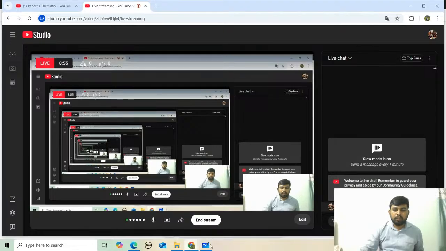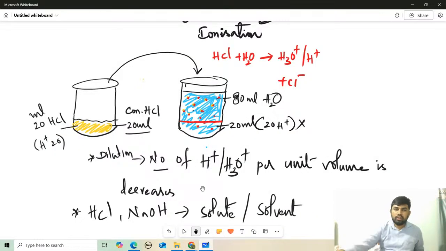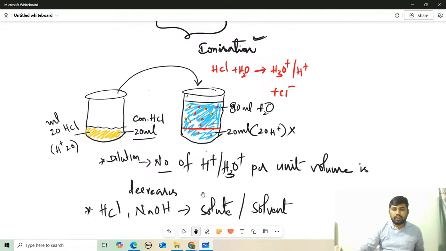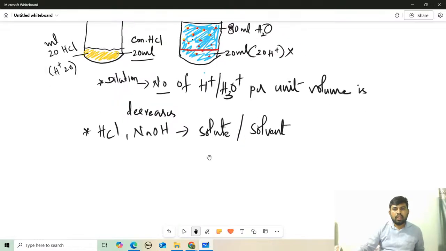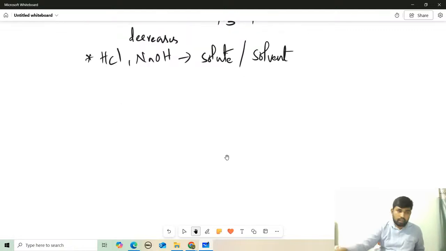Okay, now this is about dilution. So in dilution, you remember what happens: the number of H plus ions per unit volume is going to decrease, and one more thing, the ionization process is going to take place. Now when we come to the dilution of acids or bases, try to understand. Here is one more interesting thing.